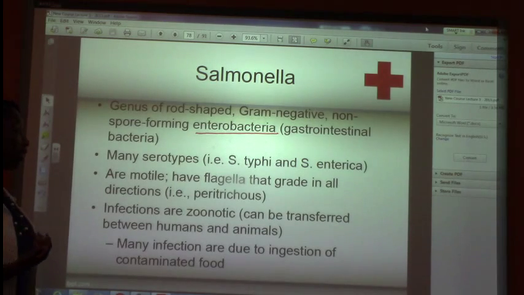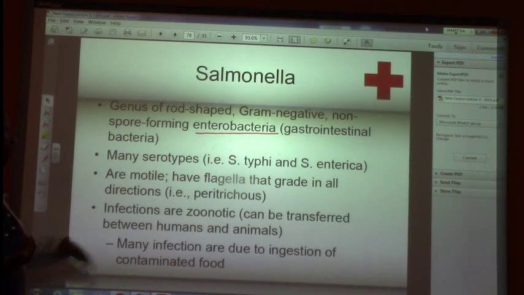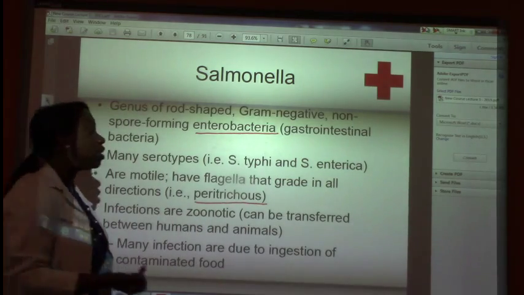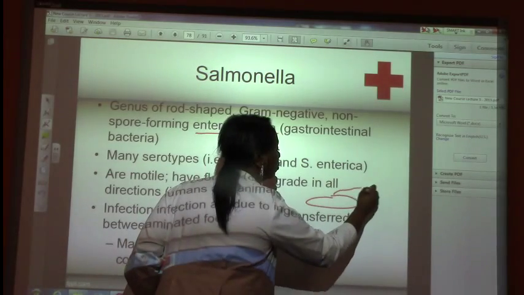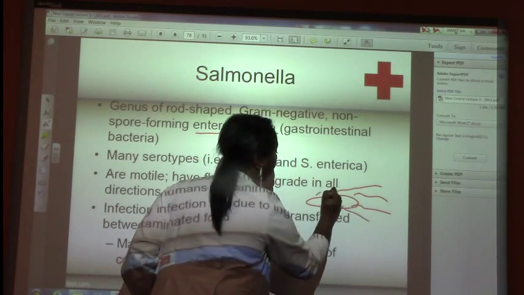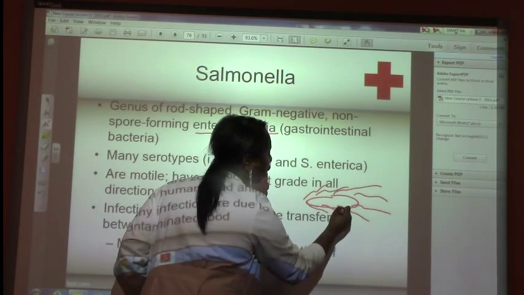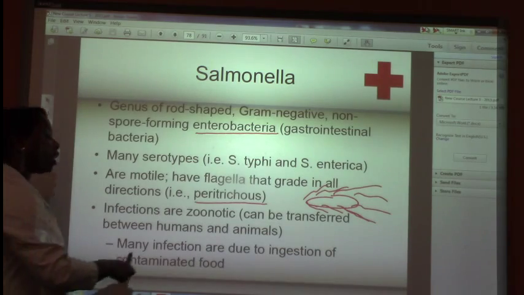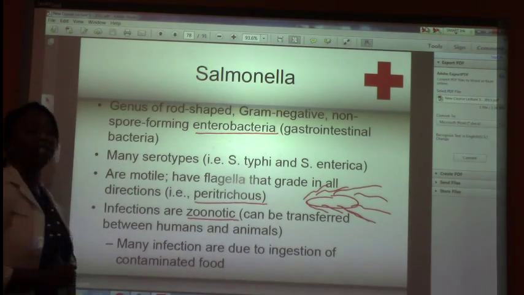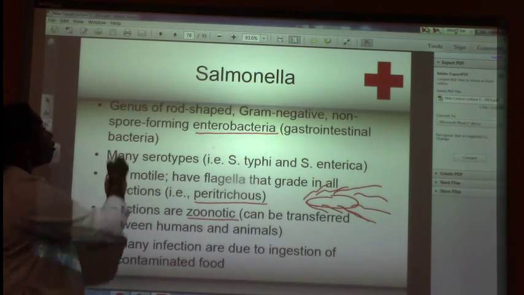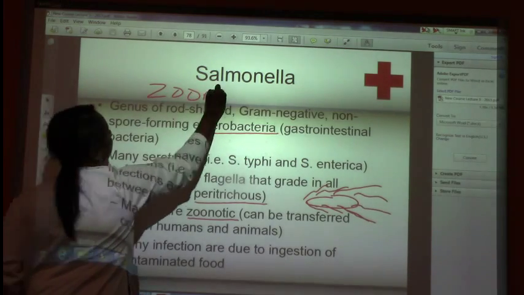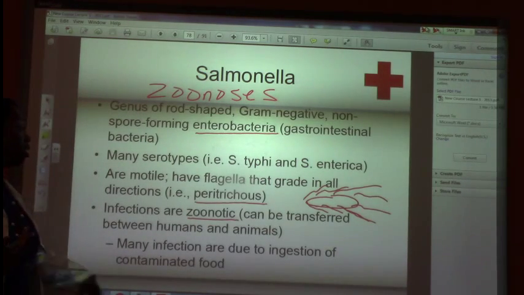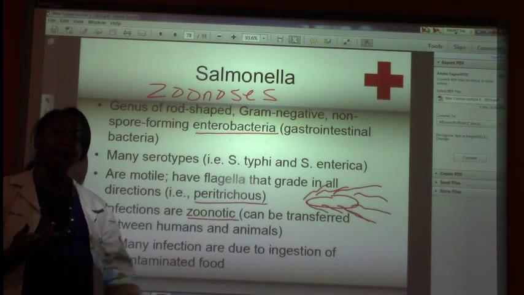These are motile organisms. They do have flagella that radiate in all directions. What that simply means is that they have the peritrichous arrangement. So if you recall from about week 2, the peritrichous arrangement is when the flagella are all around the cell body, pretty similar to what I've drawn on the board. Now these infections are zoonotic. So zoonotic goes back to the term that I wrote earlier, which would be zoonoses. What that simply means is that they're transmitted between humans and animals.